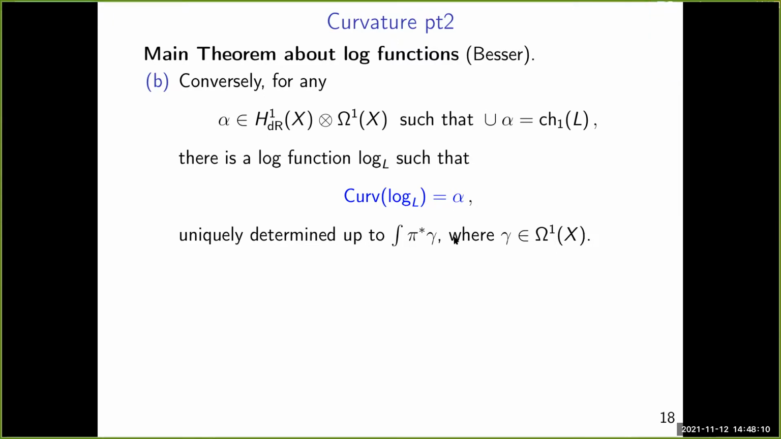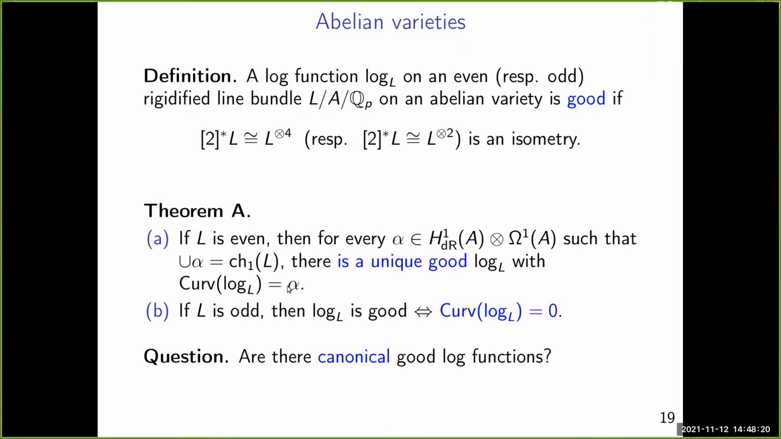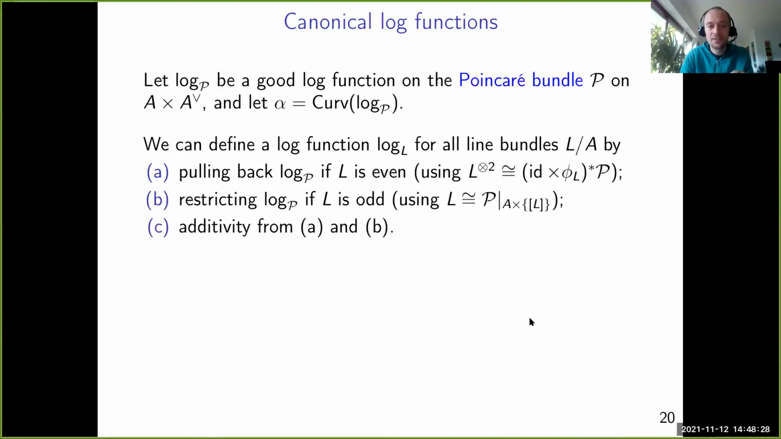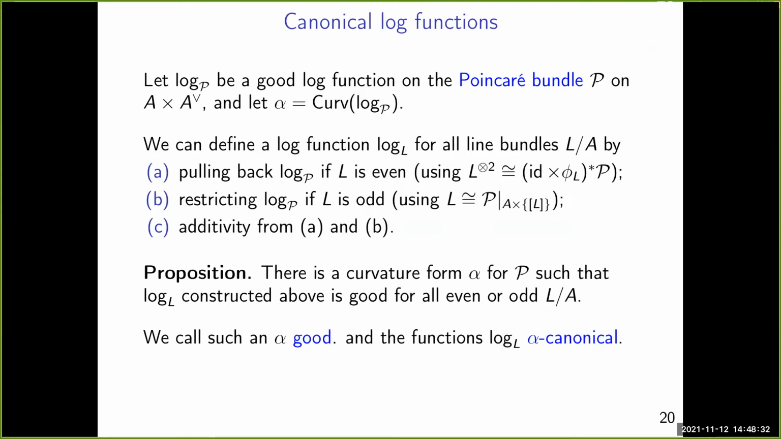But if I restrict to canonical ones, is there only one choice? No, so if L happens to be even, then there's only one having a specified curvature form. If L is odd, then you have more freedom. So that's for goodness. And then for canonical, there's only one choice. Oh, okay. Awesome. Thank you. Yeah, thanks, David.